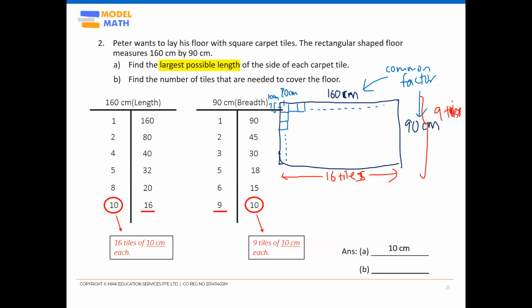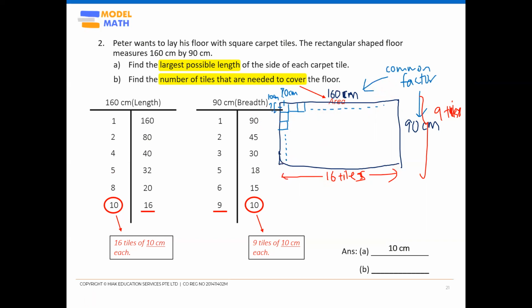So how do I find the total number of tiles needed to cover the floor? Okay, please do not do 16 plus 9. That's wrong, because you're covering 9 rows, each like that is 16, 16, 16, 16. There are 9 times of that 16. Can tell? 9 tiles along breadth means 9 rows of 16. So 9 rows of 16, what you just need to do is you just need to multiply. It's basically using the area. 16 times 9, length times breadth.